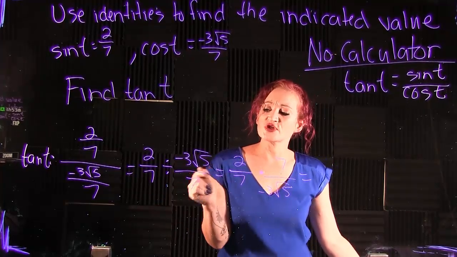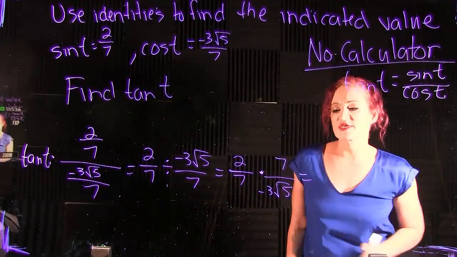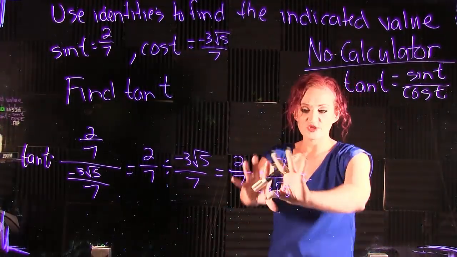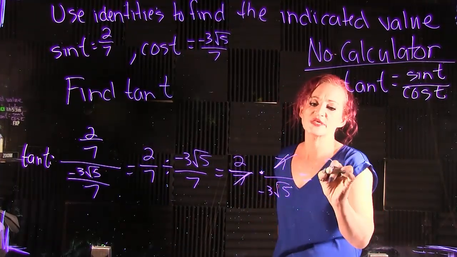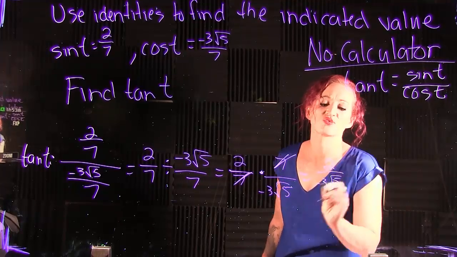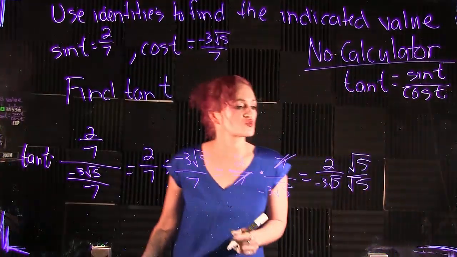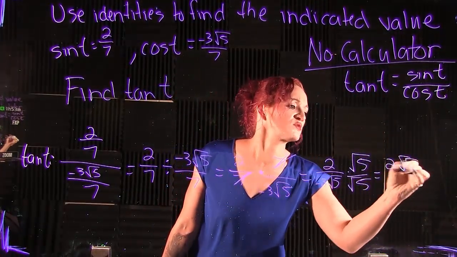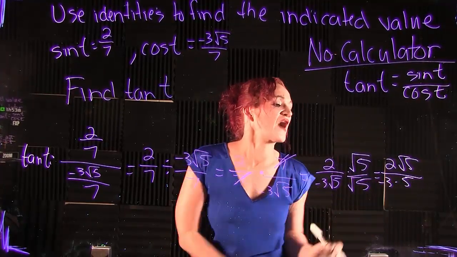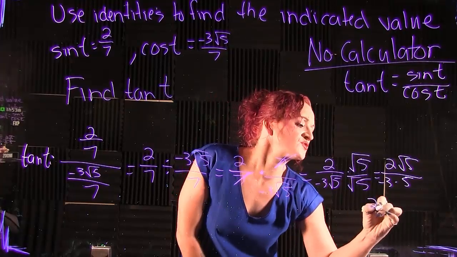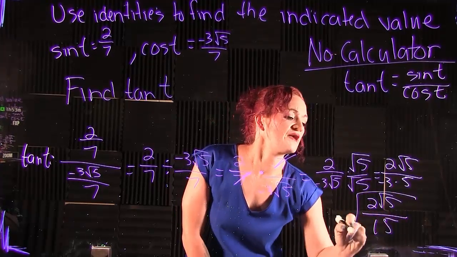Using your division rule, again, keep the first, change the symbol to multiplication, flip the second one. Simplify this multiplication here and you have your answer. Multiply the 7 up top and the 7 down bottom to give us 2 over a -3 square roots of 5. Multiply top and bottom by a square root of 5 over a square root of 5 to give us 2 square roots of 5 up top and a -3 times this 5 here. Otherwise, doing the multiplication in the denominator, we have 2 square roots of 5 up top over a 15.